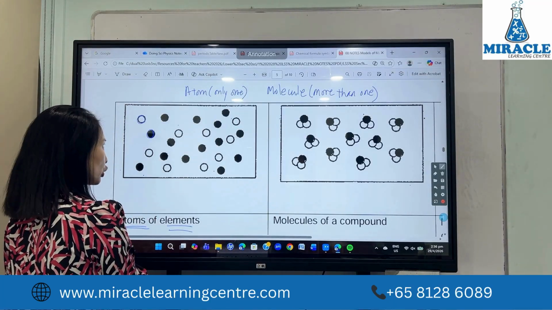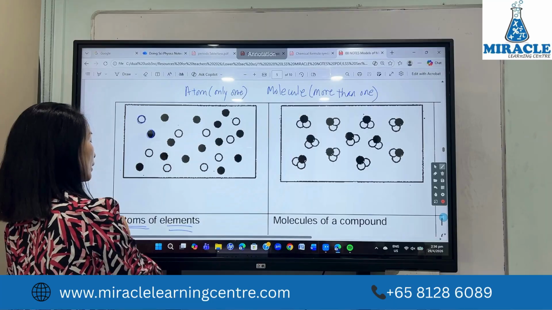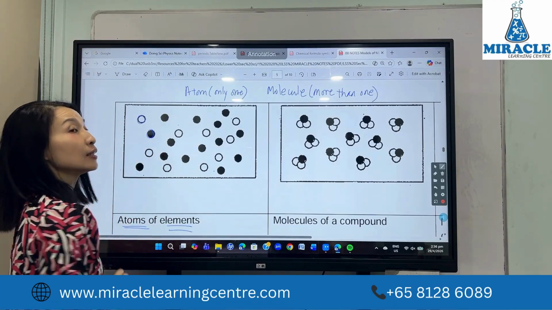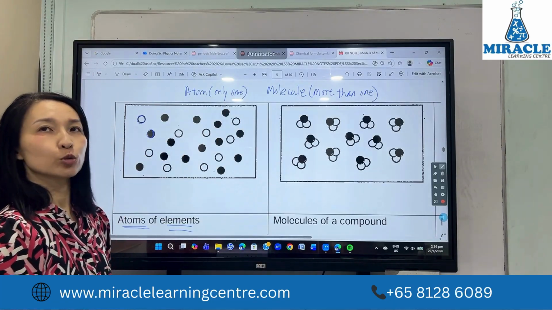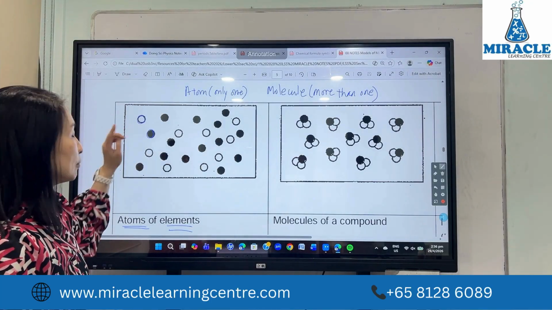So it's actually a mixture also because they are different. So why is it atom? Because all of them are only one. So they are atoms of different elements.